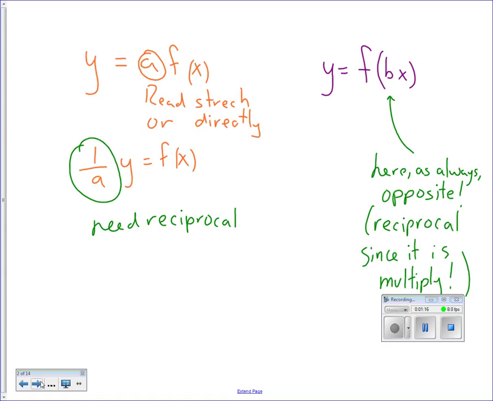And it's always true for x's, pardon me, that when we manipulate x's, we always get the opposite. So here, as always, we're going to have the opposite results. The effect is going to be the reciprocal of b since it is multiplied. But we'll take a look at a couple of graphs. Let's turn in your workbook, please, to page 109.